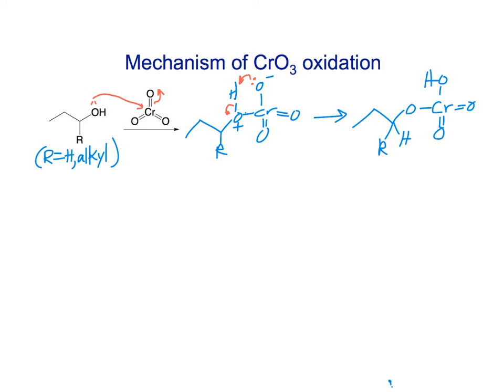Now the next step is really the oxidation step. In this step, water, which is going to be our solvent, acts as a base, pulls off the proton that's on the carbon bearing the oxygen, and we do a sort of elimination reaction. Pulls off that proton, we form the carbon-oxygen pi bond, and the chromium can come off.